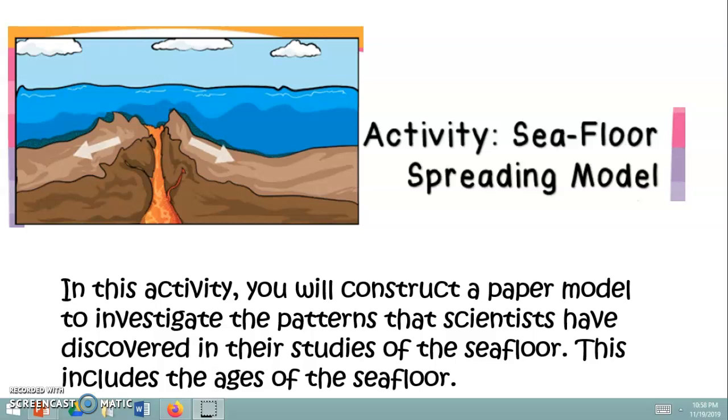Also, because the older seafloor rock eventually descends into the trenches and is removed, the oldest seafloor rocks are only about 180 million years old. The oldest continental rocks, which don't descend into the trenches, are as old as 4,000 million years. So pretty extensive dates there on some of the rock. So anyway, let me walk you through this activity.